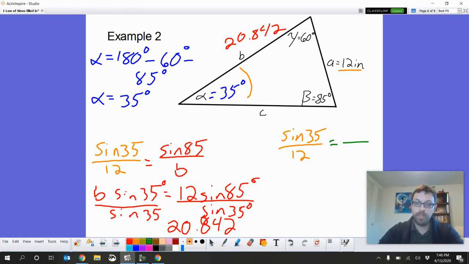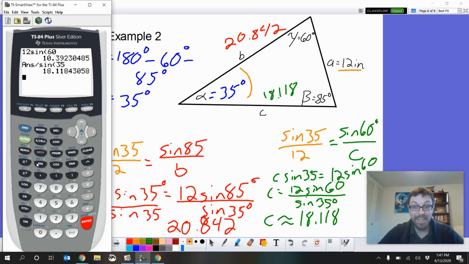Equals, the thing we're looking for right now is C. So we need C's matching angle. C goes with this angle up here, 60 degrees. So we'll do the sine of 60 degrees. All that's left to do now is solve this, which is easy as that. We've got 18.118. So we just type that onto a calculator, same solving steps as before.